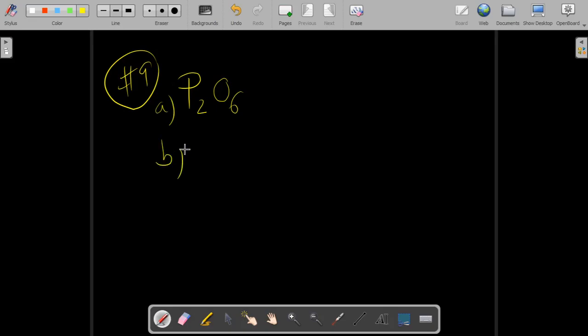B, the dinitrogen tetrahydride. Nitrogen is an N. Di means it has 2. Tetrahydride, you have a hydrogen. How many? Tetra means 4. This could be closer together, okay? But that's okay for right now. Nitrogen monoxide. Nitrogen, it doesn't have the mono because it's 1. Monoxide, it means it's also 1. And that's it. That's all you have to be able to do for this.